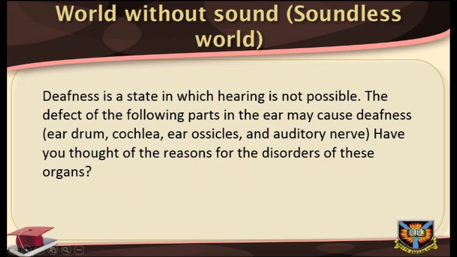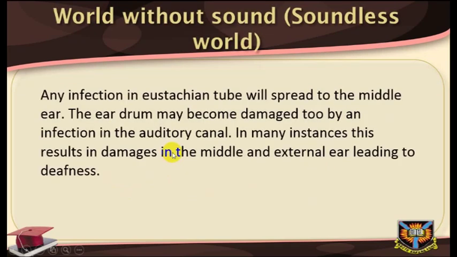Any infection in the eustachian tube will spread to the middle ear. The eardrum may become damaged too by an infection in the auditory canal. In many instances, this results in damage to the middle and external ear, leading to deafness. How do excessive noise, strong blows on the cheek, pointed objects entering the auditory canal, and attacks from insects affect hearing?